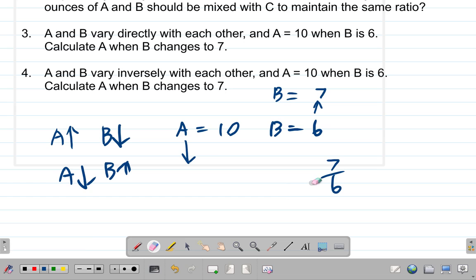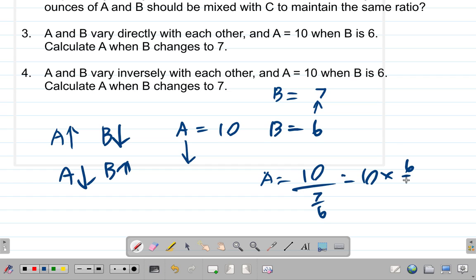So what you have here to get A is 10 divided by 7 over 6, which will be the same as 10 multiplied by 6 over 7. It will be 60 over 7. 60 divided by 7. What is 60 divided by 7?